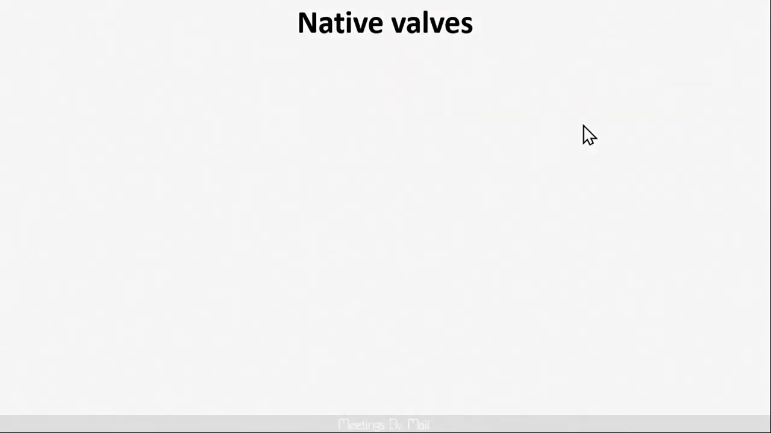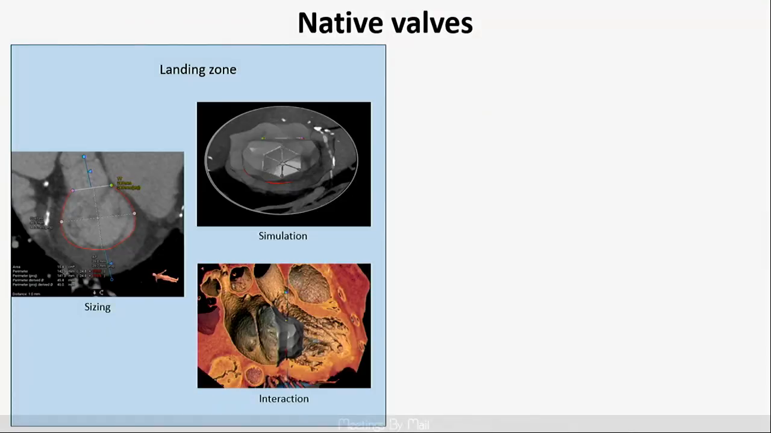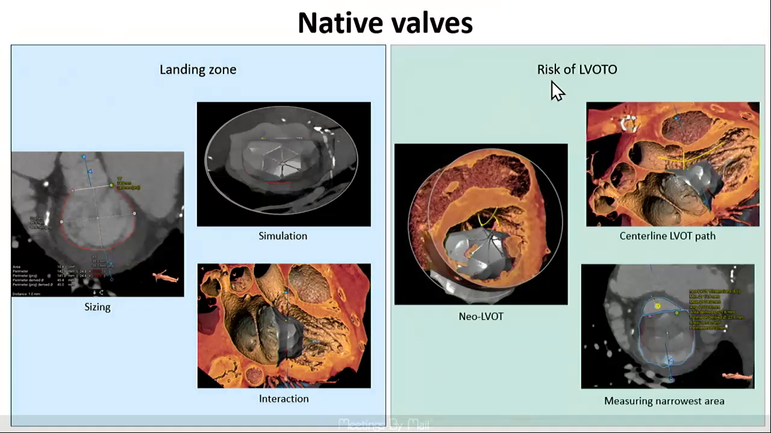So how do we do it for transcatheter mitral valve replacement of native valves? We first study the landing zone by measuring the annular dimensions, simulating the valve that we're going to use, and then anticipating the risk of LVOT obstruction, mainly because when you're implanting the valve, you're going to push the anterior leaflet towards the LVOT, and this anterior leaflet is at risk of obstructing the LVOT. So we try to predict the risk by simulating the valve and seeing how it's going to sit and where the leaflet will end up and what would be the residual LVOT.